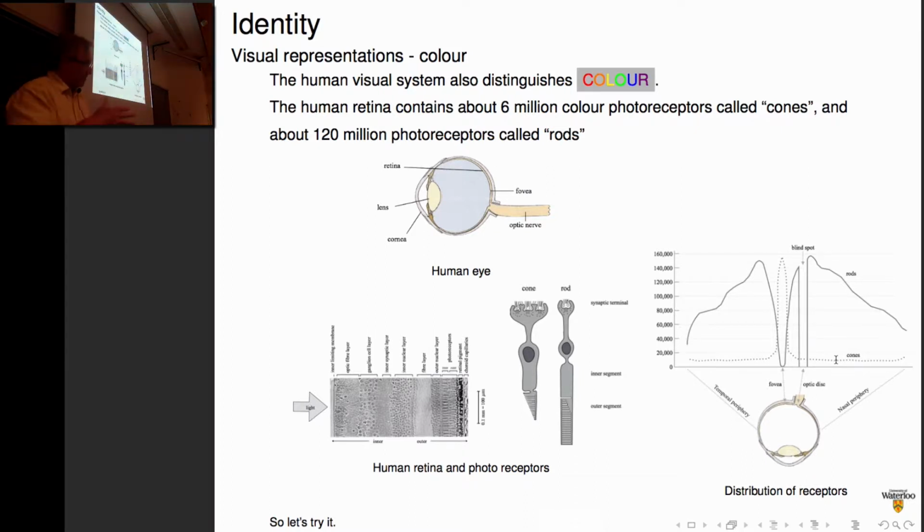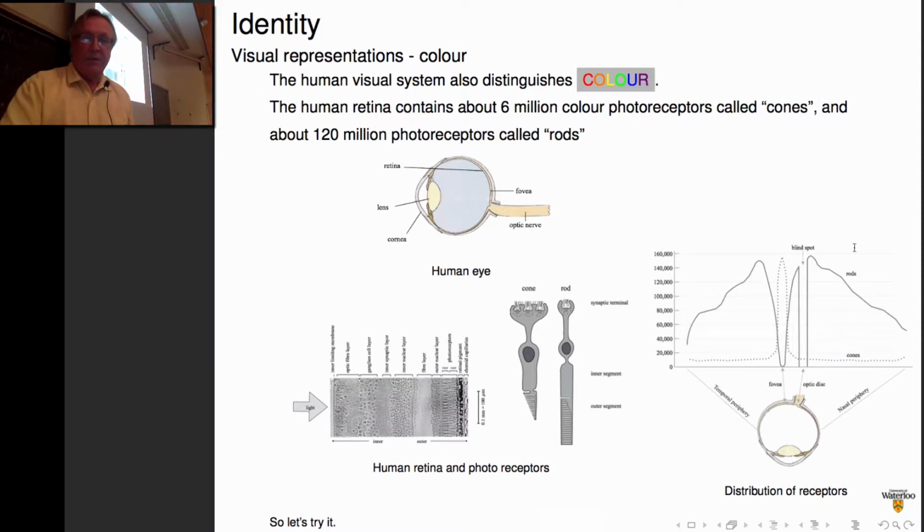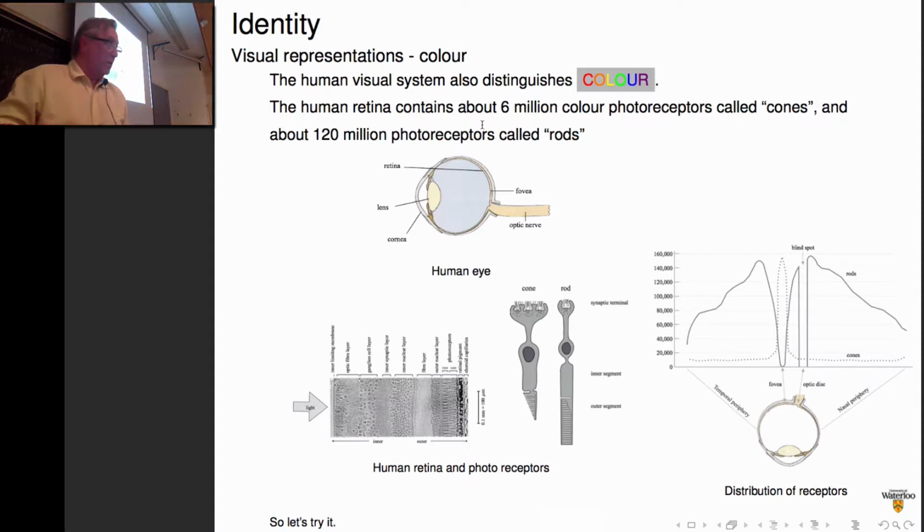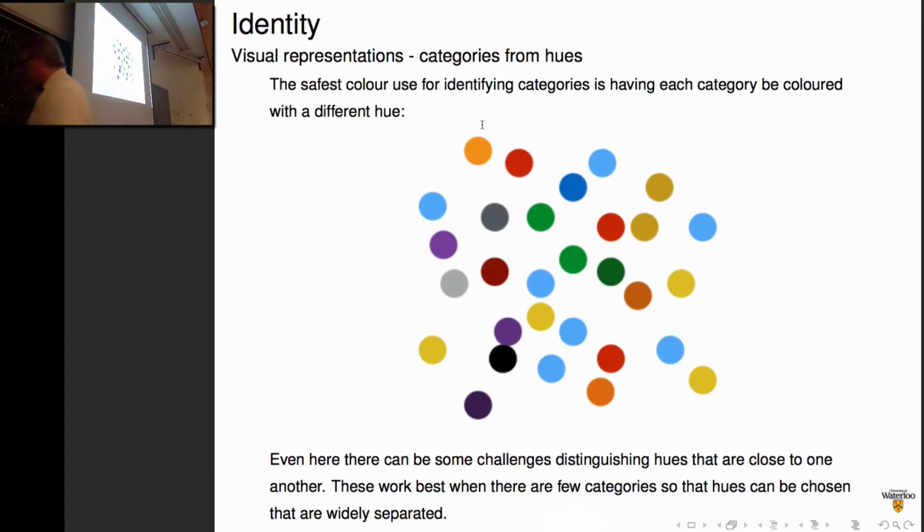So it's not an even distribution, and these things are mixed, so you'll see lots of cones out on the edge, but not nearly as many as there are rods. And there are tons and tons of these receptors, roughly 130 million photoreceptors in the back of your eye. Okay? And they're connected to many, many more neural cells, also in the back of the eye, before they finally reach the brain.